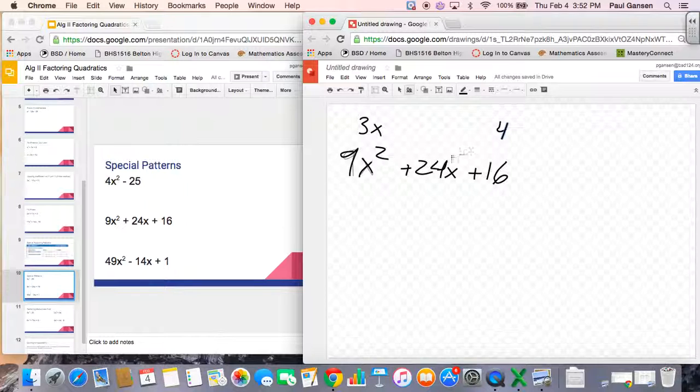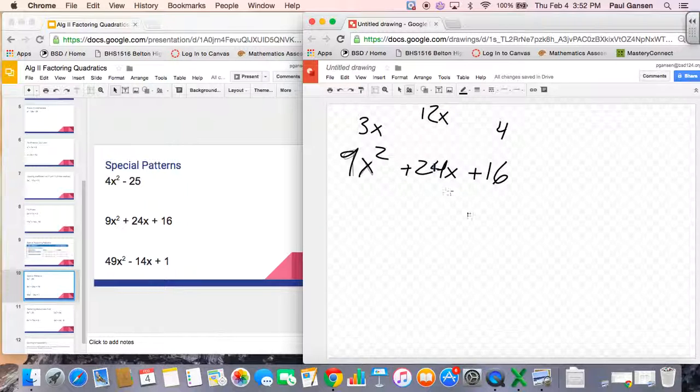So here's where the check comes in to see if this is going to work. This middle term here has to be 4 times 3x, so these two terms multiplied together times 2. Like in the last example, we had that 4x plus 4x. That's where this 2 in that formula comes from. It's 2 times 4 times 3x. So 4 times 3x is 12x, and multiplied by 2, do we get 24? We sure do.